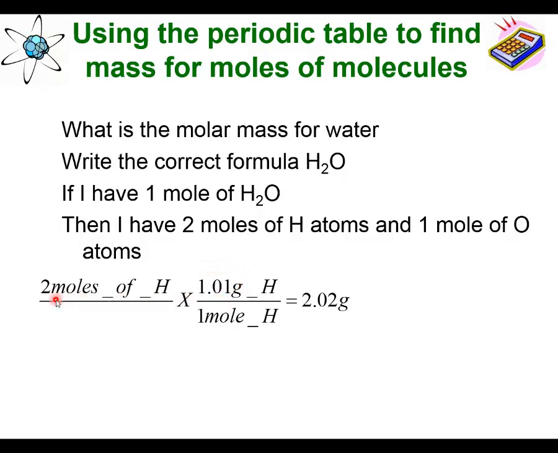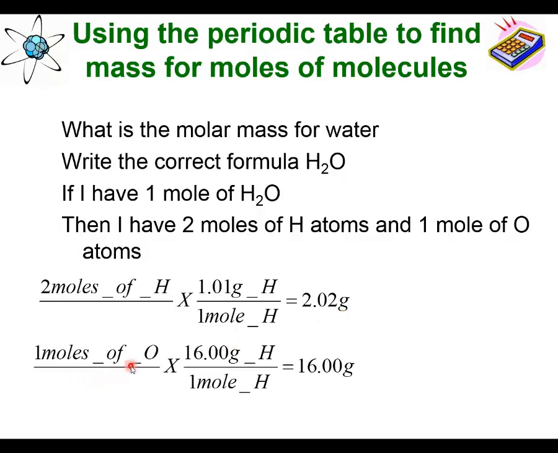So if I take 2 moles of hydrogen times that mass from the periodic table of 1.01 grams per mole, I get 2.02 grams of hydrogen atoms in a mole of water. But that's not the only contribution here. We also have oxygen present. So if I take 1 mole of oxygen atoms times 16 grams, this should read 16 grams of oxygen here, not hydrogen. So in your notes, change that. So for every 1 mole of oxygen from the periodic table, I see it's 16 grams, right? So I take 16 times 1, that's just 16 in this case.